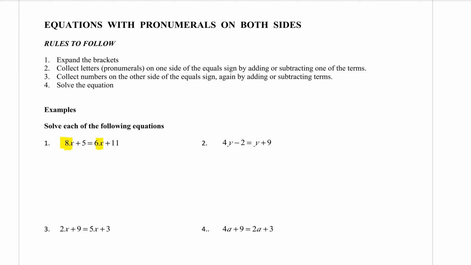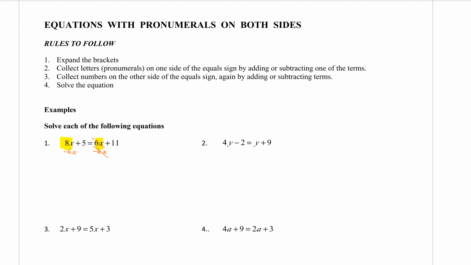So the first step is to always try to collect up your x's, and to do that you should do the opposite to move your smaller x term. So out of 8x and 6x, 6x is smaller, so because that's a positive 6x term, I'm going to subtract the whole 6x term away. Now that means that these 6x's will cancel off. Notice that I have all the x's underneath each other because that makes it easier to collect things.